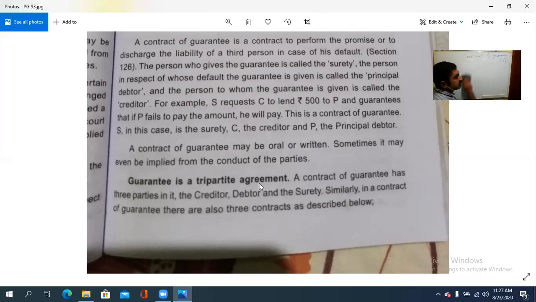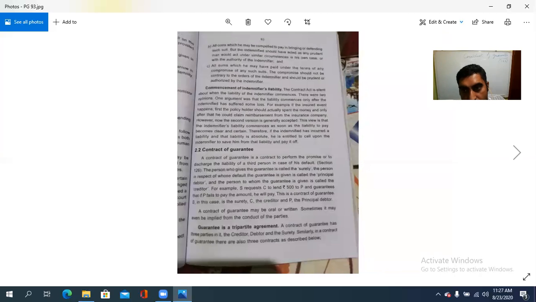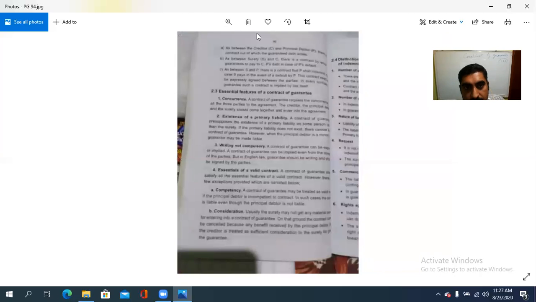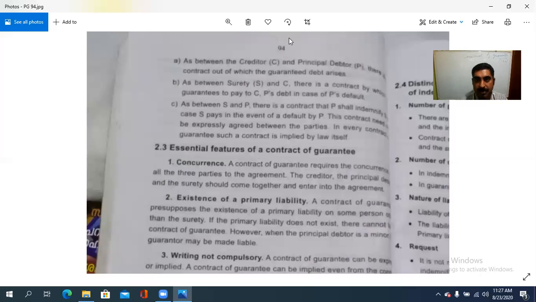Then, how is the guarantee a tripartite contract? Because three persons are there, isn't it? Surety is there, principal debtor is there, creditor is there. So guarantee is a tripartite agreement because there are three parties in it. Similarly, in a contract of guarantee, there are also three contracts as described below. That is, as between the creditor and the principal debtor, there is a contract out of which the guaranteed debt arises.